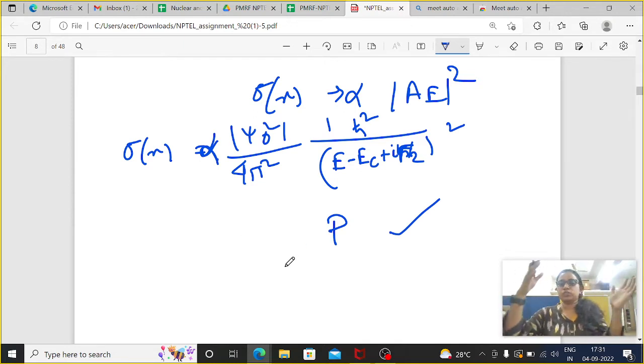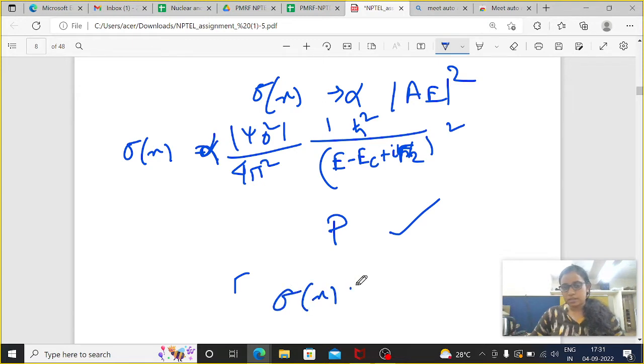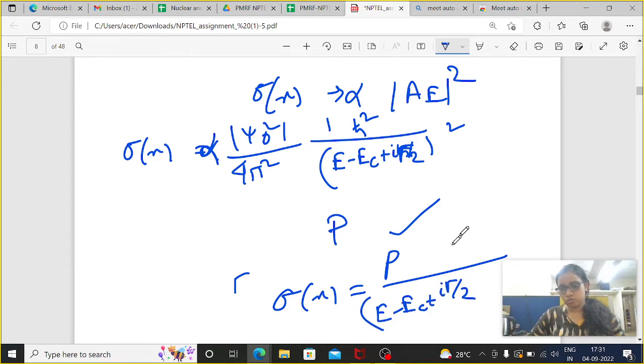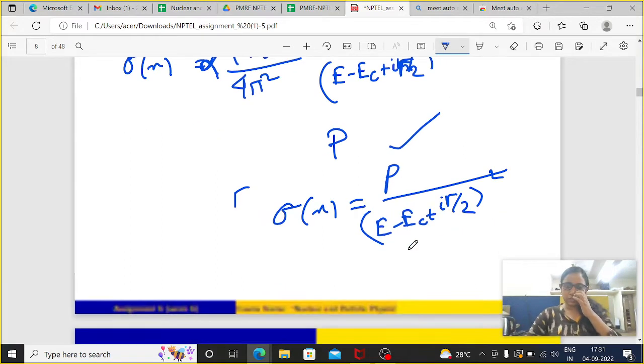Sigma x will be p divided by E minus EC plus I gamma by 2 whole square, something like that, because all the other things are constants: sigma 0 is constant, 4 pi is constant, H bar is constant. So as a whole, p will be a constant, and it will give us the result that sigma x will be p divided by E minus EC plus I gamma by 2 whole square. So this is the expression for sigma x.